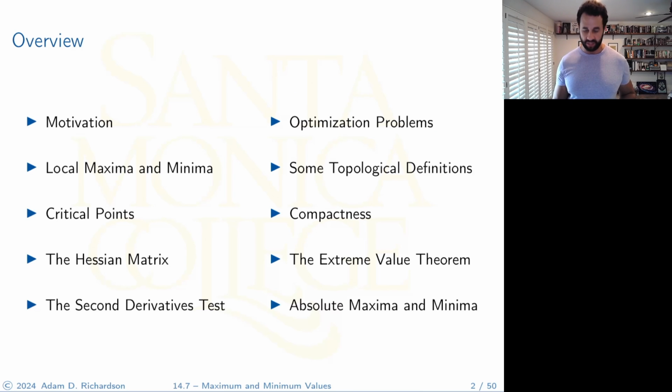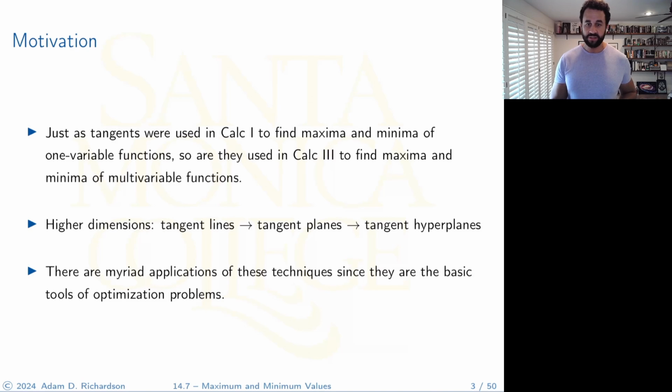Then we're going to introduce a couple of topological definitions from point set topology. We'll talk about compactness briefly, and then we'll get the extreme value theorem, basically a generalization of the extreme value theorem that you remember from Calculus 1. Then we'll finish up by talking about absolute maxima and minima and call it a day after that. All right? Okay, so here's the motivation.